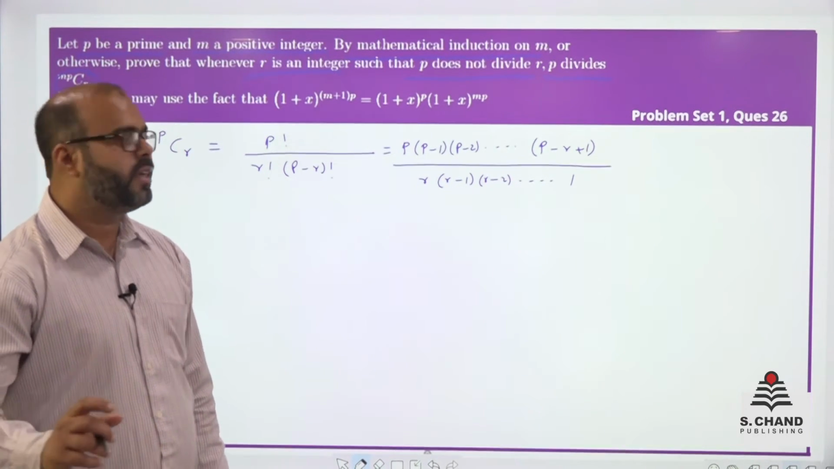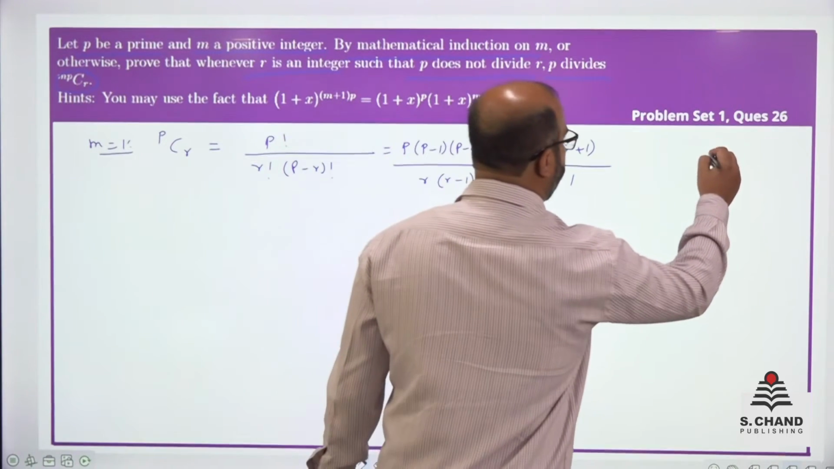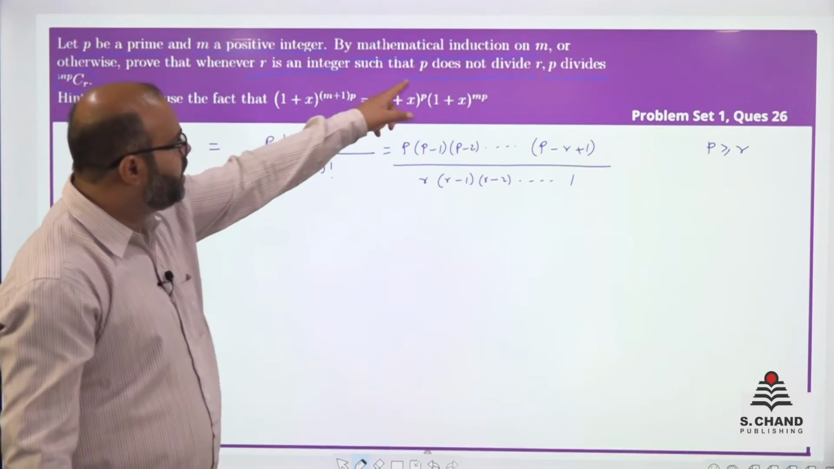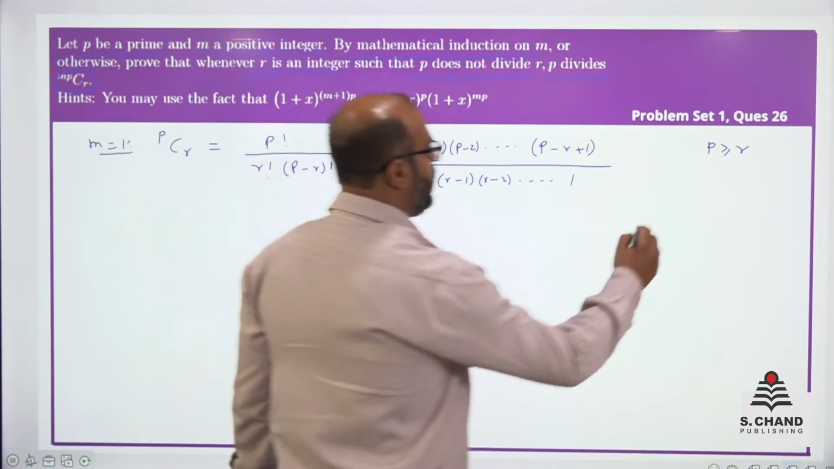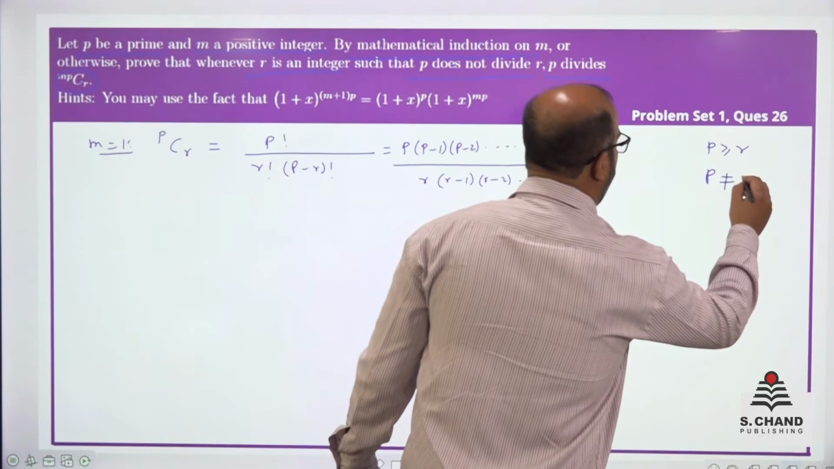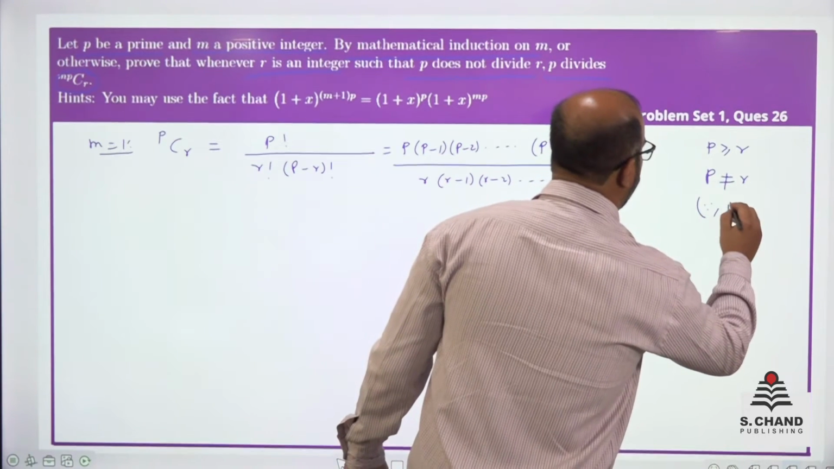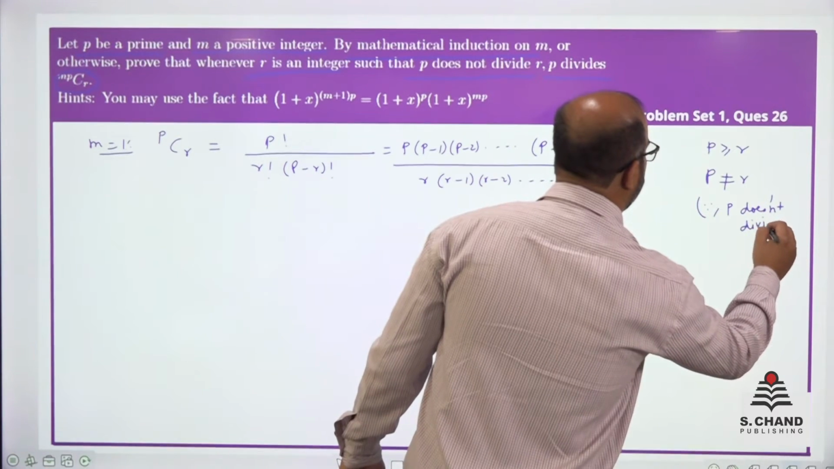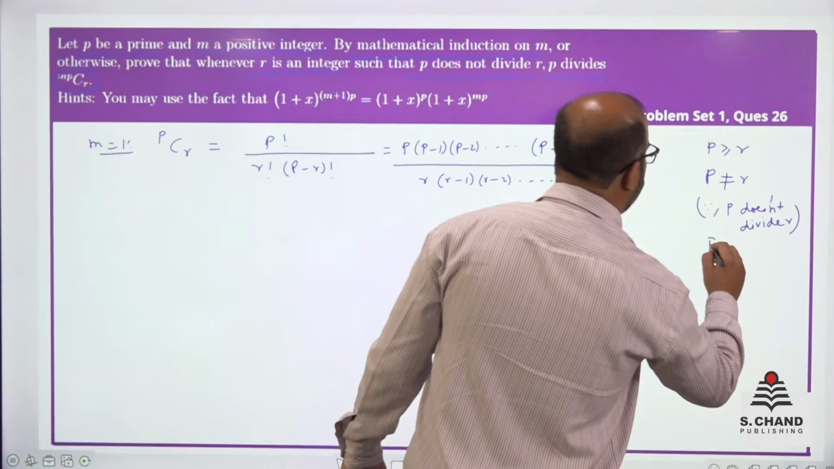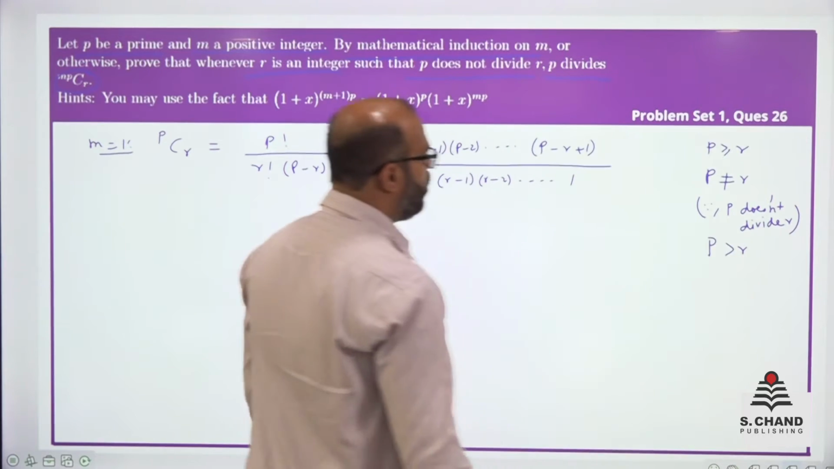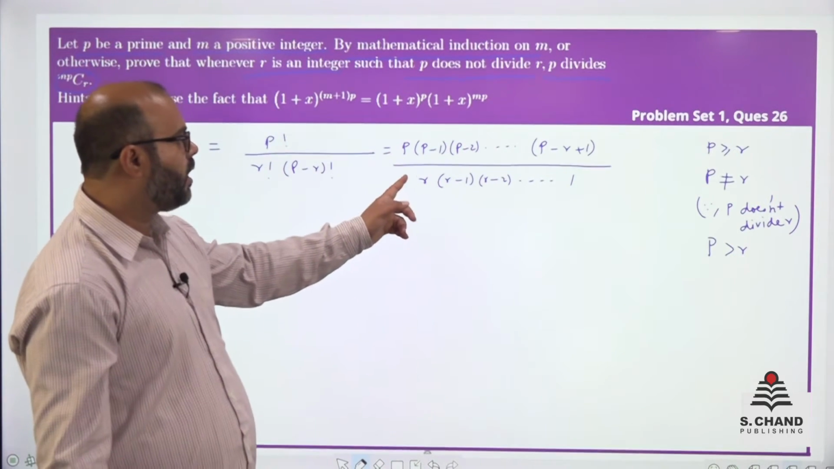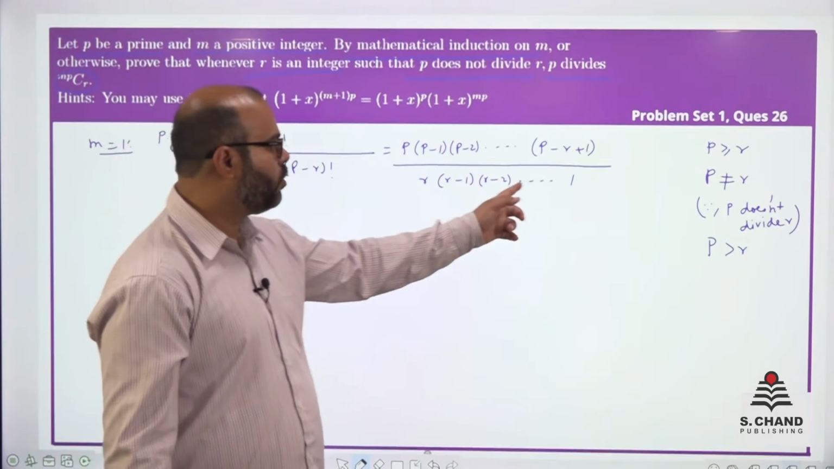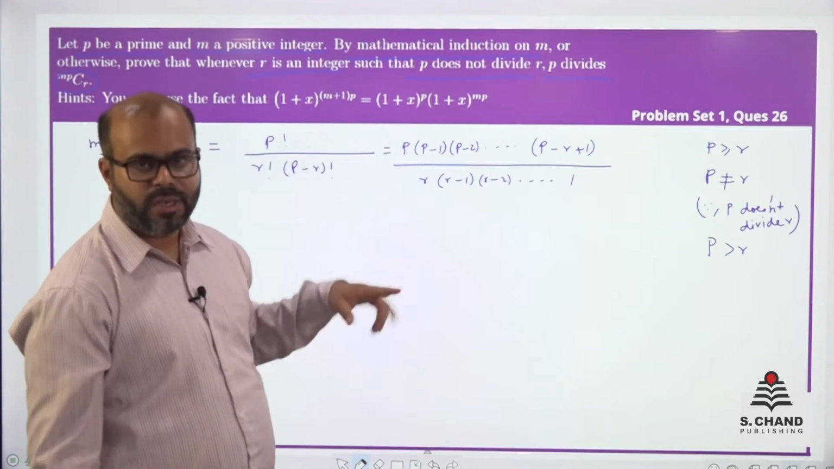But not only is it greater than or equal to r, we already know that p is greater than or equal to r for pCr to be defined, but it is saying that p does not divide r. So, p is not equal to r because p does not divide r. In that case, p is actually greater than r. Now, if p is greater than r and these are r consecutive integers and these are r consecutive integers, then they are completely divisible.